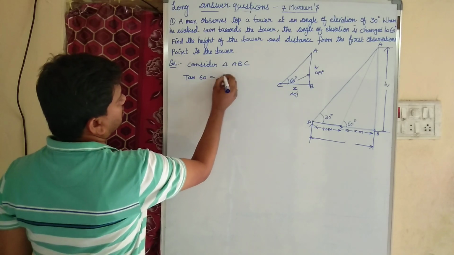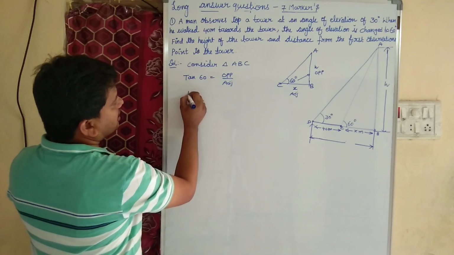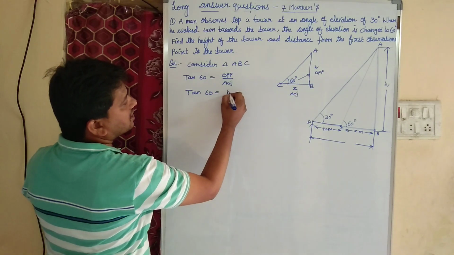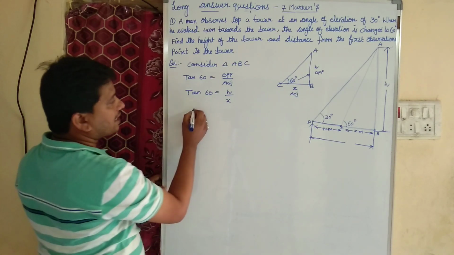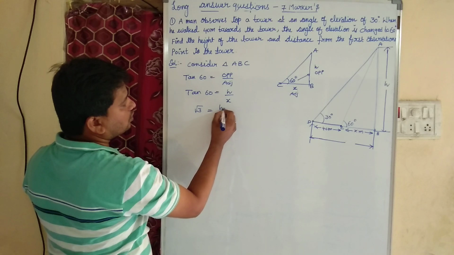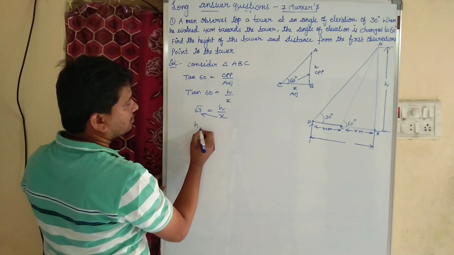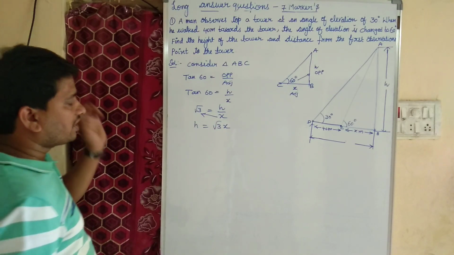tan 60 degrees, opposite by adjacent side. So tan 60 equals opposite, which is AB, which is H, and adjacent side is BC, which is x. What is tan 60, children? Tan 60 is root 3, which equals H by x. Cross multiplying, H is equal to root 3 x. Okay, this is our equation number 1.